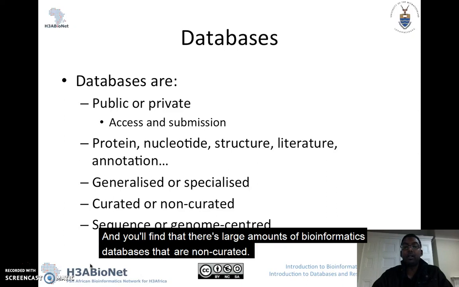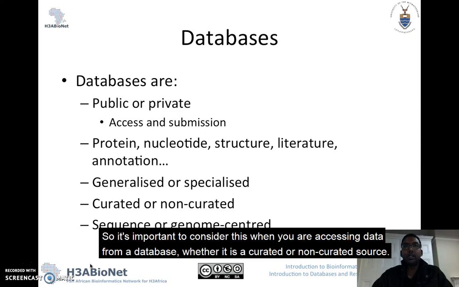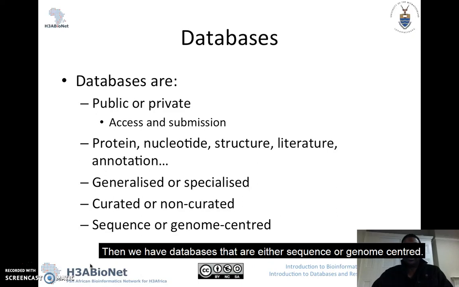And you'll find that there are large amounts of bioinformatics databases that are non-curated. So it's important to consider this when you are accessing data from the database, whether it is a curated or non-curated source. And then we have databases that are either sequence or genome-centered.